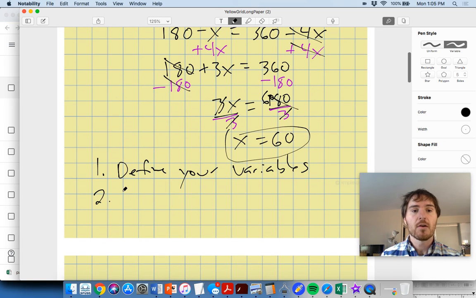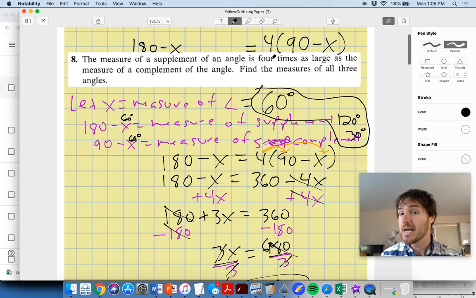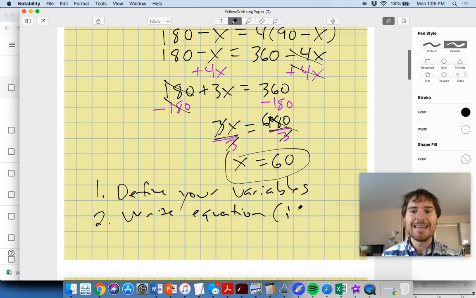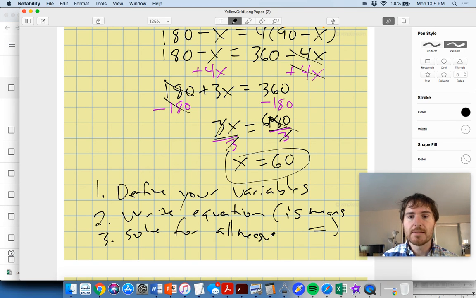And then you've got to write an equation, right? Your equation using your variables and using the operations being mentioned here, like 4 times. And remember that "is" means equals, right? Equal sign. And then you've got to solve for all measurements. And then you're good to go.